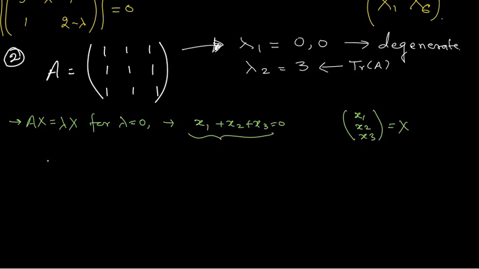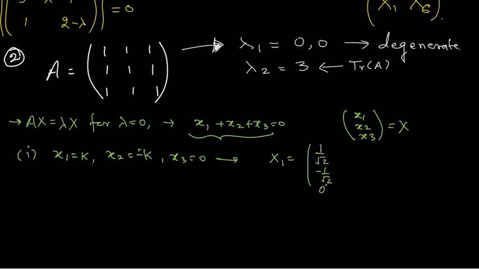So for this condition, you can claim there are two eigenvectors. Let's say x1 = k, x2 = -k, and x3 = 0. For this, you will get an eigenvector, let's say x1. In normalized form, it will be 1 by root 2, minus 1 by root 2, and 0. So this can be the first eigenvector.